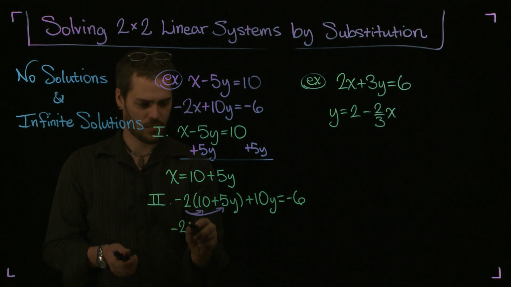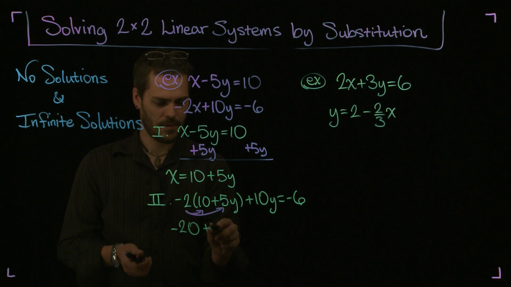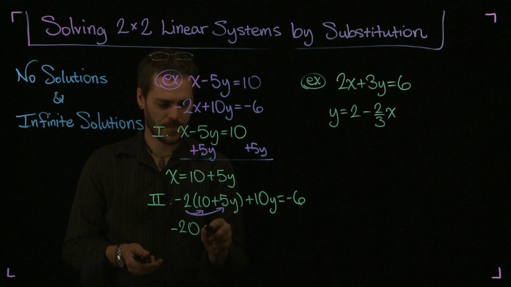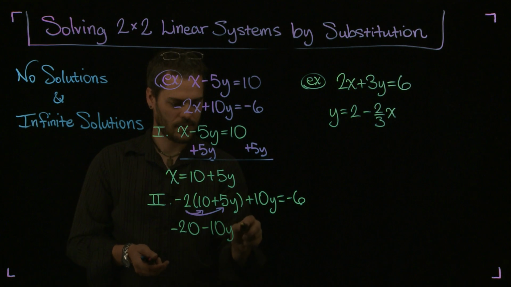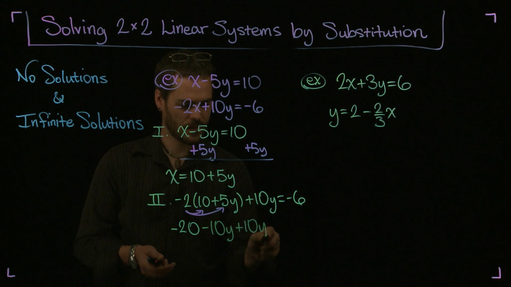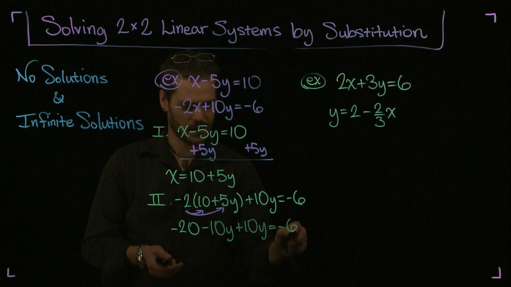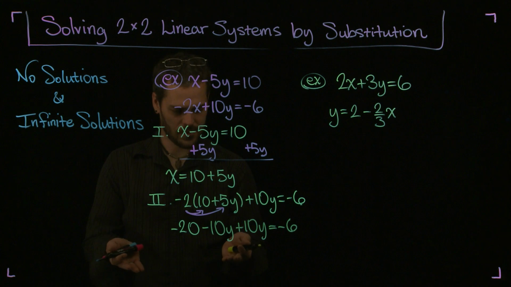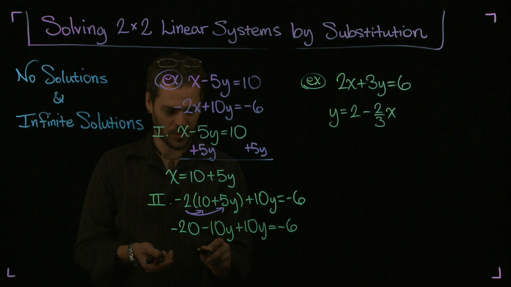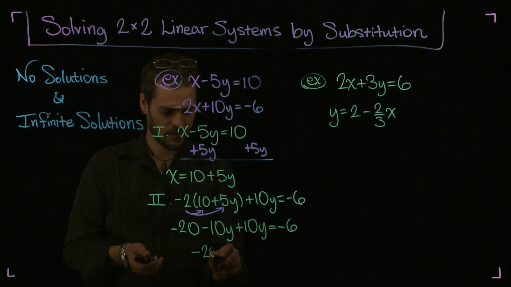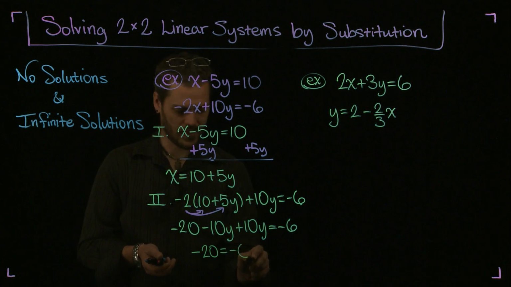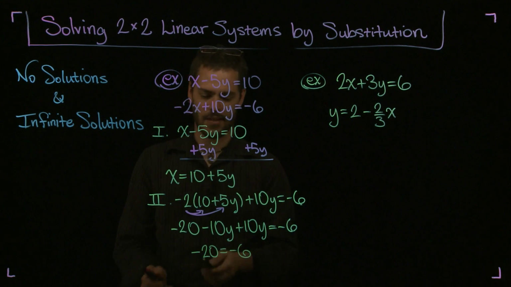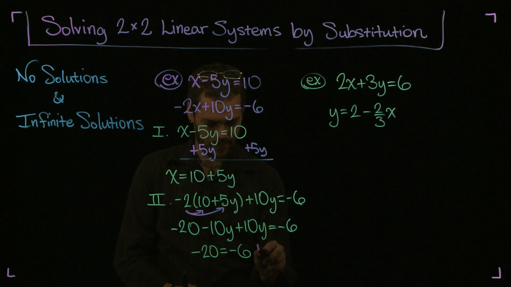This gives me -20, minus 10y, plus 10y equals -6. Well, -10y plus 10y is 0, so the y variable simply disappears, and we end up with -20 is equal to -6. Well, that's obviously not true. -20 is not equal to -6. This is a false statement.